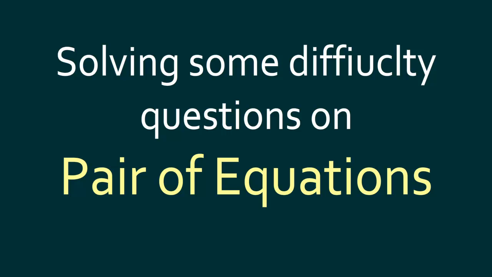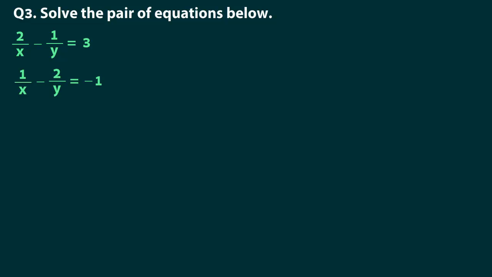Let's take a look at some more harder questions involving a pair of equations. So this time we want to solve something like this. Our two equations are 2 divided by x minus 1 divided by y equals 3. The second equation is 1 by x minus 2 by y equals minus 1. Now, this is a little bit unusual because our variables are in the denominator.